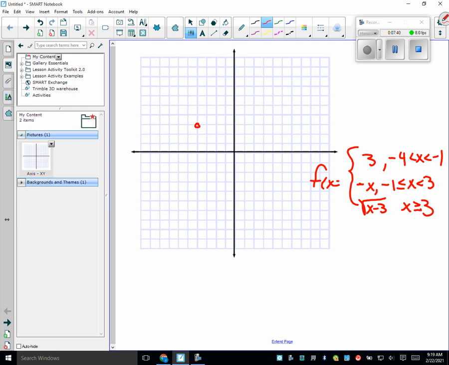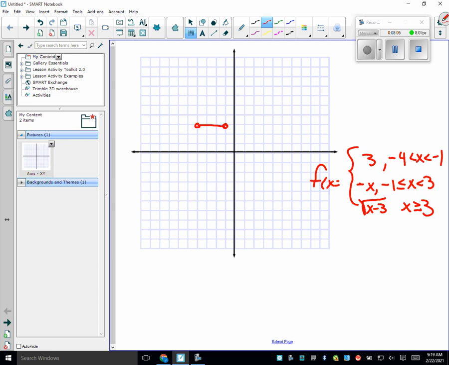And then where does it go to? Does it go to -1? With what kind of circle? Open. So my first piece looks like that. Does that make sense to you?